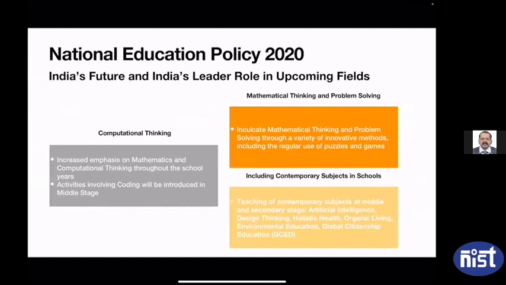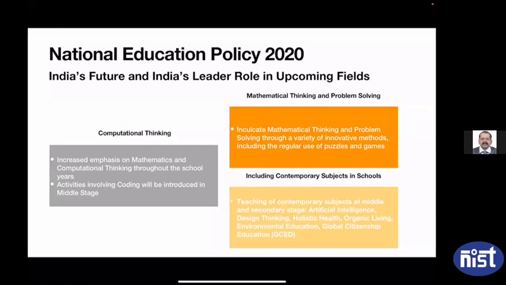It talks of computational thinking, where there is increased emphasis on mathematics and computational thinking throughout the school years. Activities involving coding will be introduced in the middle stage. So it's something like, what you may say, catch them young. That's where most people seem to be going. The world seems to be going that way. So the policy wants that people should be caught earlier in this.